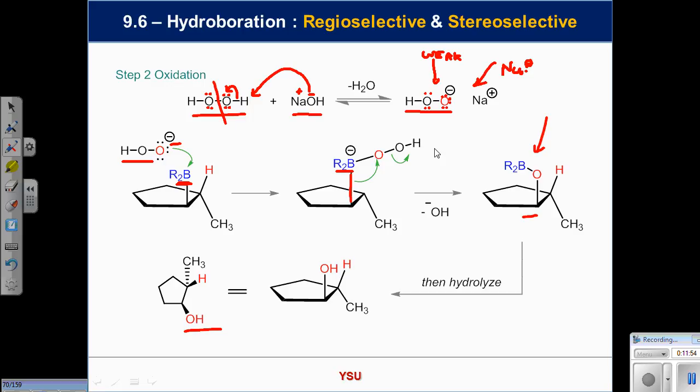How good of a leaving group is hydroxide? How good of a leaving group is OH minus in your experience so far? Not very good at all. And what did we have to do to make it a better leaving group? You had to protonate it. Now, you can't do that here because we're in base. And we're delving into something that takes off in the second term.